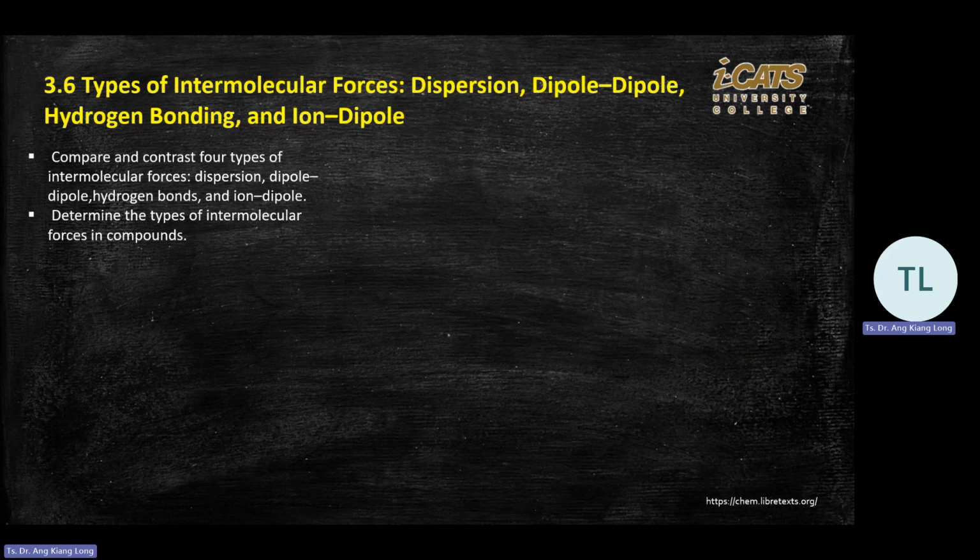We look at three types of forces in this session. We look at dispersion, or in your SPM or maybe chemistry 1, you learned about London forces. We will revisit that again. Then we look at dipole, hydrogen bonding, and ion dipole. So again, this chapter is important for your test and also the final exam. There will be one question coming out from this section.